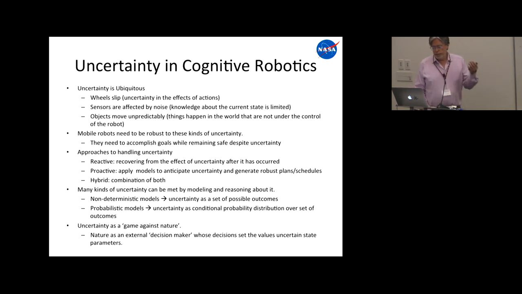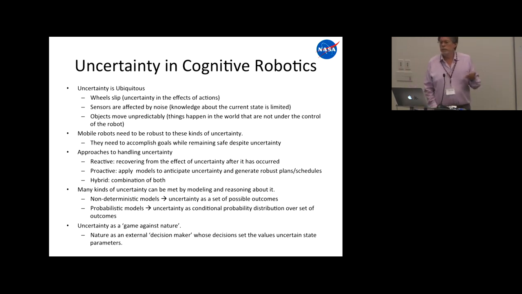There are basically three approaches to handling uncertainty. There's reactive, where you just wait for something unexpected to happen and then deal with it. That sometimes is used, for example, in obstacle avoidance, where the reaction has to be really fast. Proactive means applying models of uncertainty to anticipate uncertainty and generate robust plans or schedules. So proactive is based on having a model of the uncertainty and using that to do something smart in anticipation of the uncertainty.